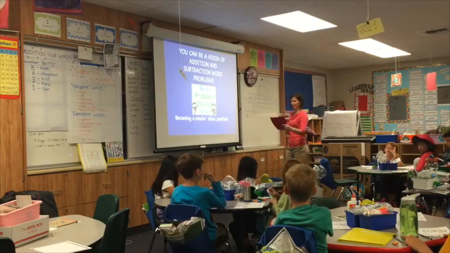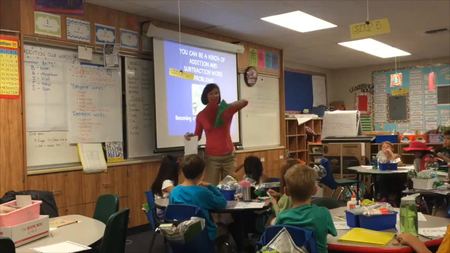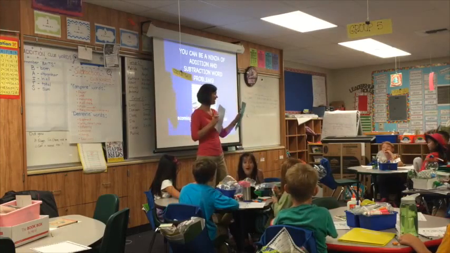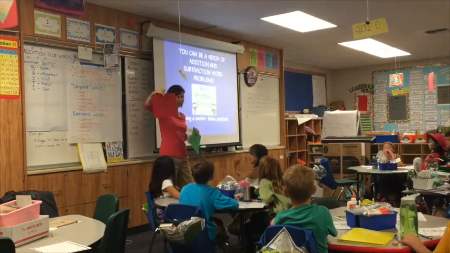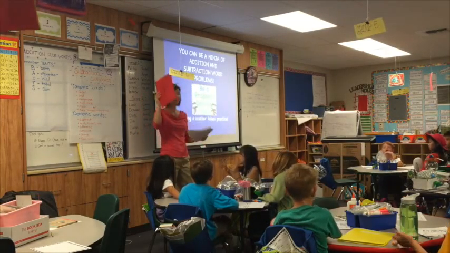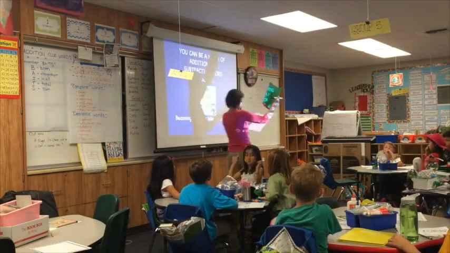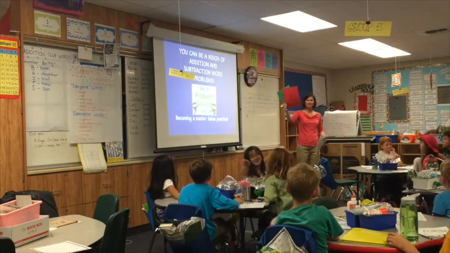Okay, so here's the deal. Each table group is going to get one plus sign and one minus sign. It also says add or subtract on the back. So either way, the subtraction sign goes to subtract, the addition sign to add. Each table group gets one set of cards, one green, one red.